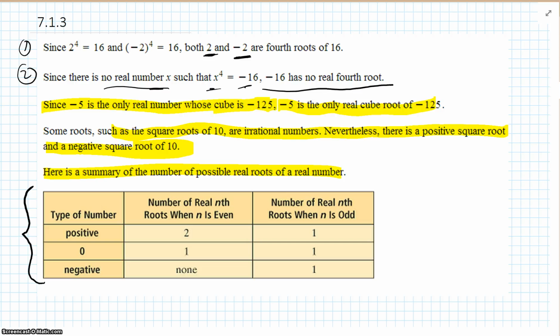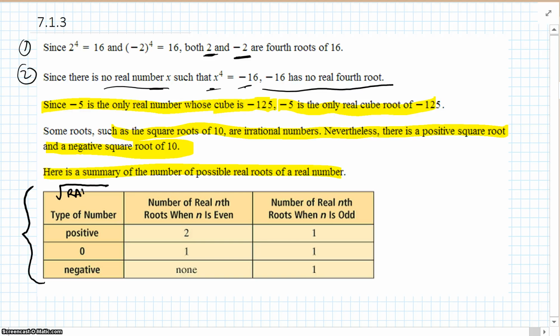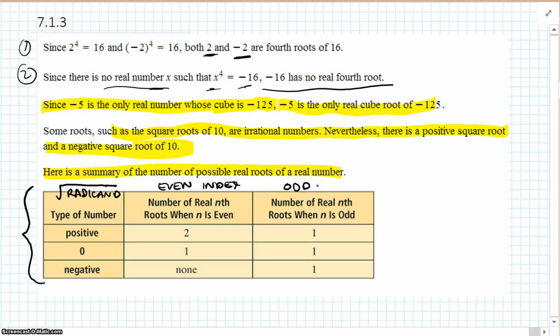Alright, where it says type of number, put your radical sign, and you can say this is talking about the radicand. This is the number under the root sign. Alright, the number of real nth roots when n is even. So we're talking about an even index. And then over here, number of real nth roots when n is odd. So we're talking about an odd index.